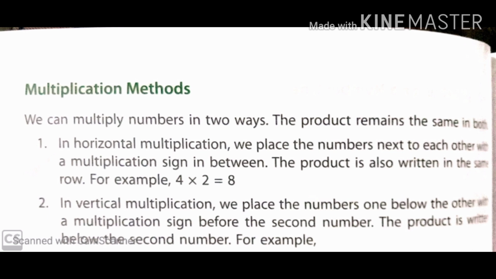And number 2, in a vertical multiplication, what we do? We place the numbers one below the other with a multiplication sign before the second number. The product is written below the second number.